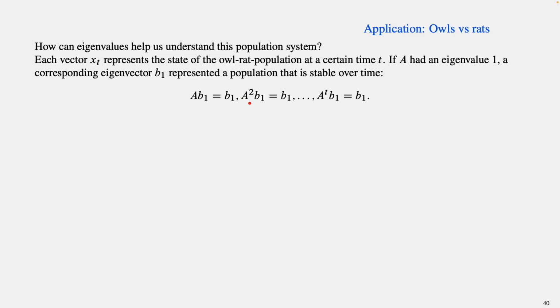And if you evolve it twice, it's still the same. If you evolve it t times, it's still the same. So it never changes over time. So this would be an owl-rat population that is really stable.